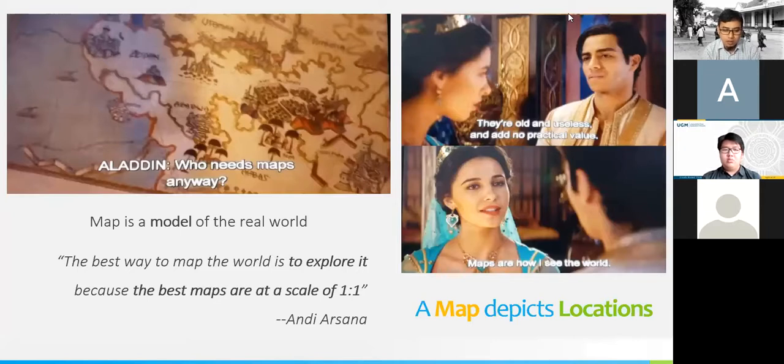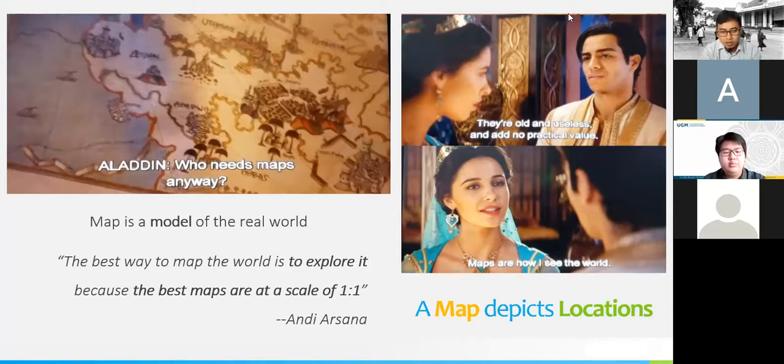So maps are a very old concept about modeling our world, our surroundings. We can indicate location in the map. We can measure how large or how long a river is, and then we draw it on the map. We can measure how tall, probably a tree or a building is, and then we put it into the map.